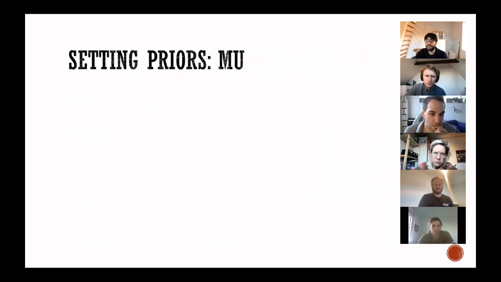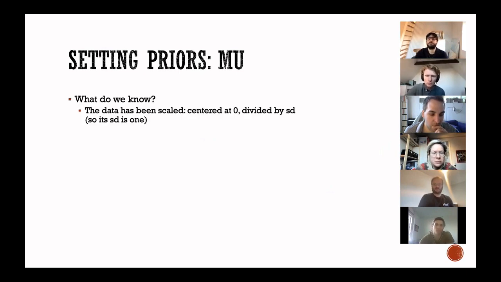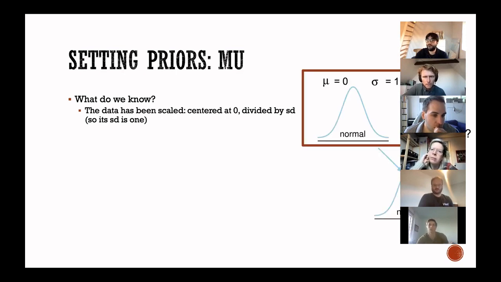So we need to set priors, and that's where we get to the flesh of the thing, right? We want to set a prior for the mean or mu or the intercept. And we need to think carefully about what we know. And here, having rescaled the data makes it very easy, right? The data has been scaled, it's centered at 0, and it's divided by its standard deviation, which means that its standard deviation is now 1, right? So this is how we could put the prior, right? We set the mean at 0 and the standard deviation at 1.